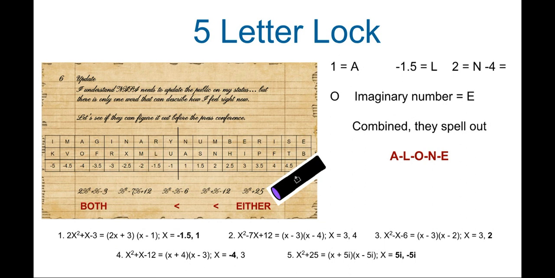There is nothing for problem 2. For problem 3, you will get N for 2. Problem 4 gives you O for negative 4. The last problem uses either of the imaginary numbers and points to the first row of the chart, which says imaginary number is E. Combine these letters, spell out ALONE.